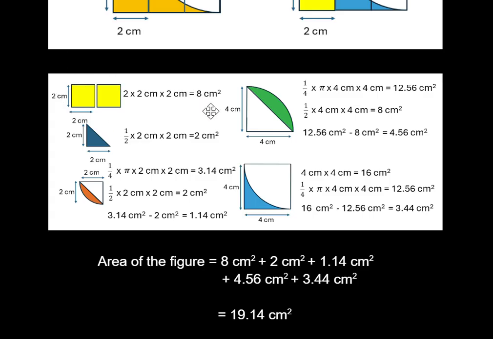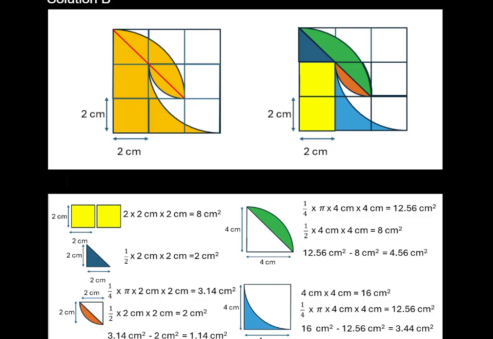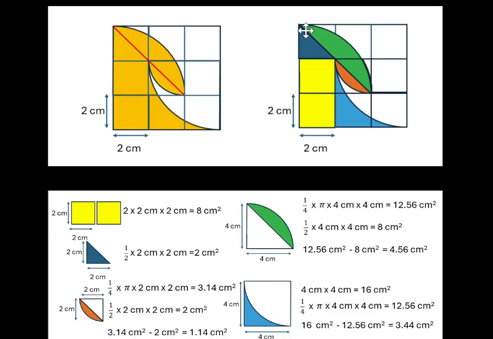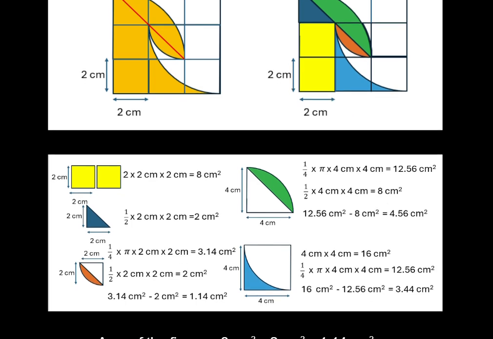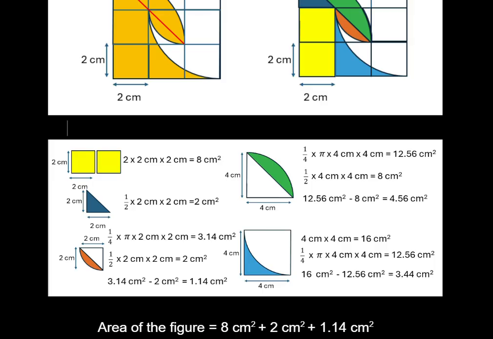So now what is the area of this shape? Simply take all these areas and sum them up. So it's 8 plus 2 plus 1.14 plus 4.56 plus 3.44. Total is 19.14 centimeters squared. We realize that this method may be easier for the kids to see, but of course the way it computes is a bit more lengthy.